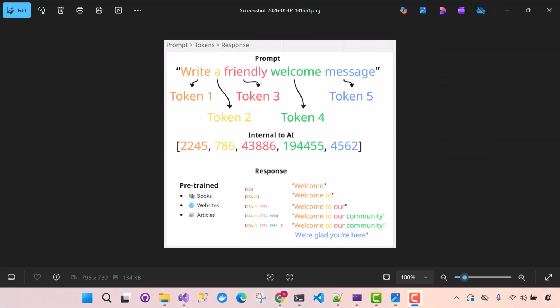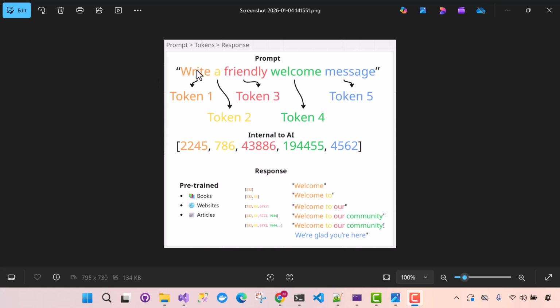So before I explain what generative AI is in under 5 minutes, I'm going to give you a back of the envelope, quick idea, high level of how GPT works. So let's walk through what's happening here. At the top, you see the prompt, write a friendly welcome message.